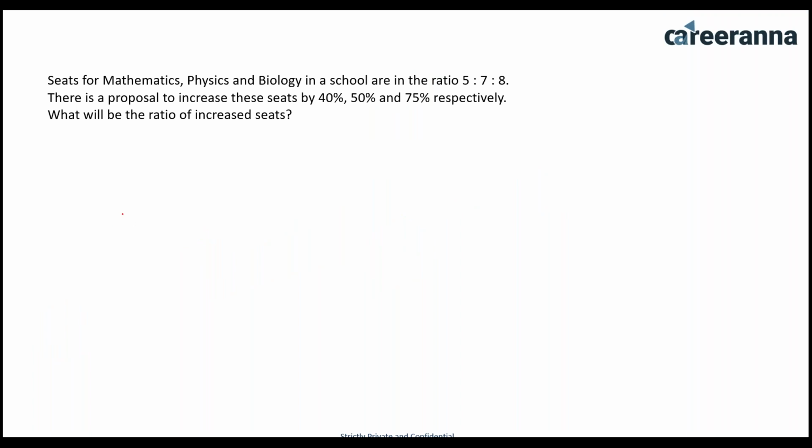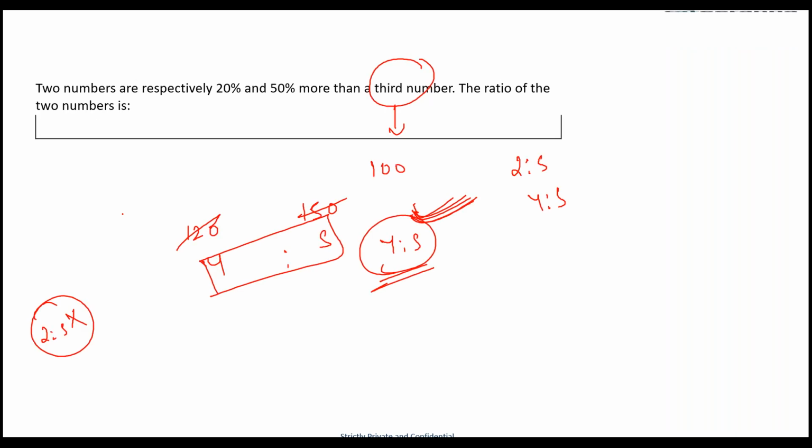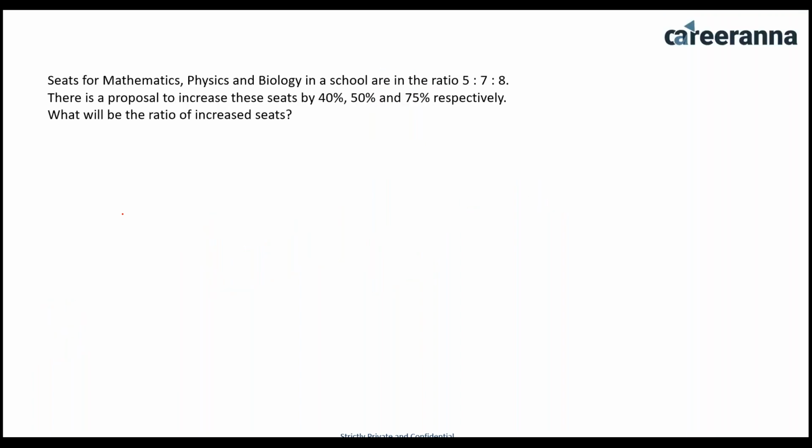Seats for mathematics, physics, and biology in a school are in the ratio 5 is to 7 is to 8. There is a proposal to increase these seats by 40%, 50%, and 75% respectively. What will be the ratio of increased seats? This is the previous slide. Now, solve this question. Please be very fast.